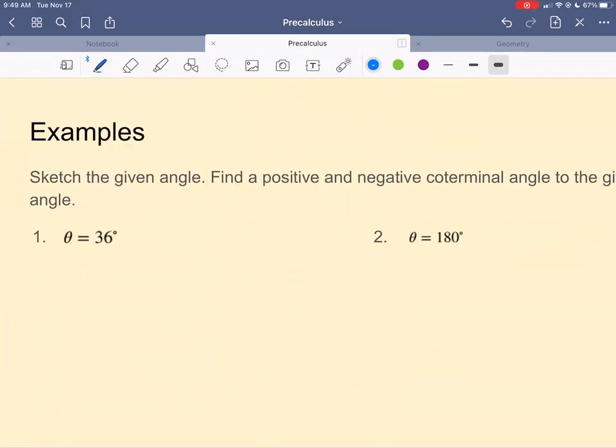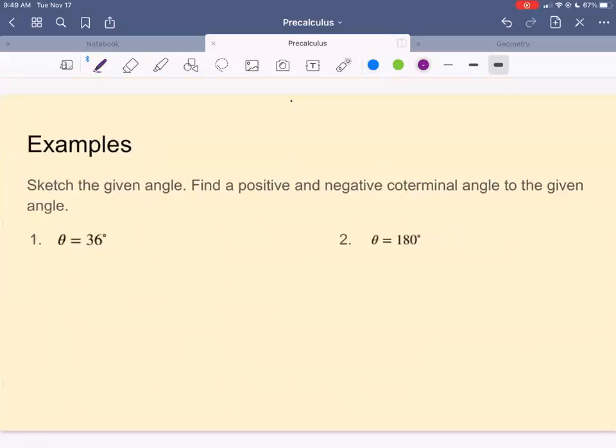Okay, so let's take a look at a couple of examples here. We want to sketch our angle first, then find a positive and negative coterminal angle to the angle that's given. First, let's take a look at our coordinate plane again. Any angles that we have, when they're positive at least, are going to be between 0 and 90, 180, 270, and then back to 360. Now, sometimes you might have to go around multiple times. Sometimes it's somewhere in the middle for those.